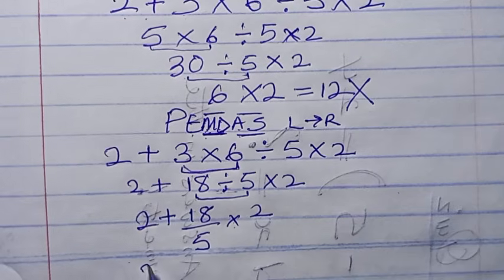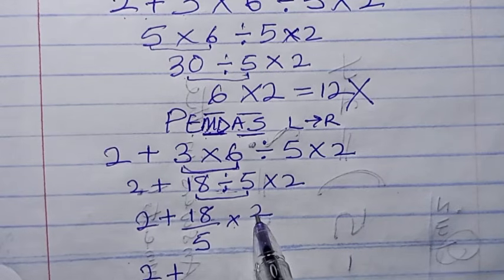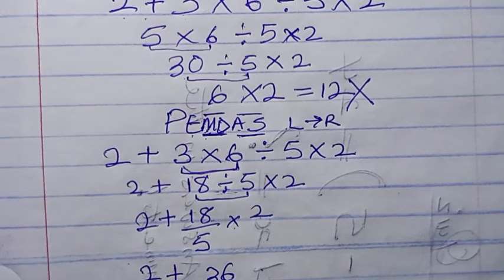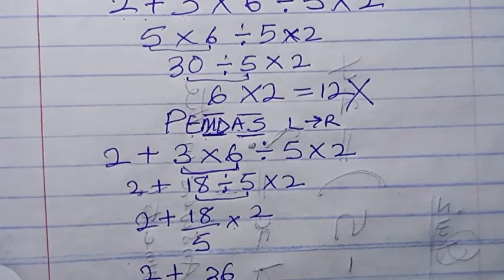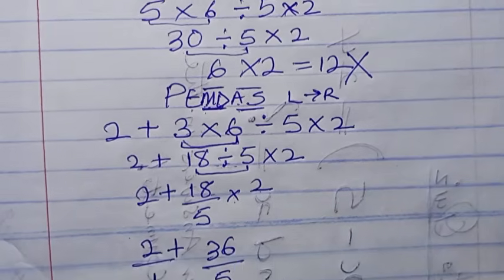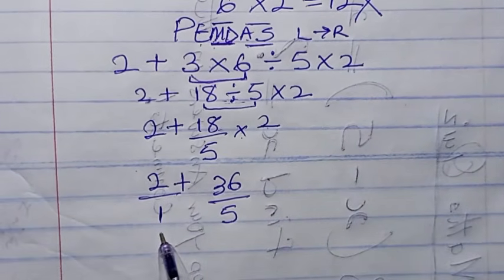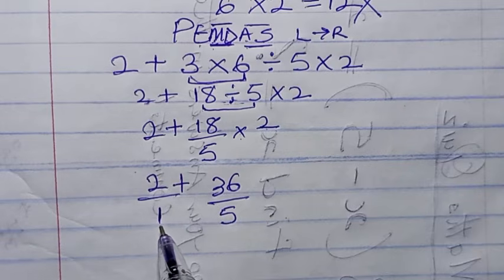So now we have 2 plus 18 times 2 is going to give us what? 36. 18 times 2 will give you 36 over 5. Now we can make this to a fraction as well. All right. So we can also make this to a fraction.